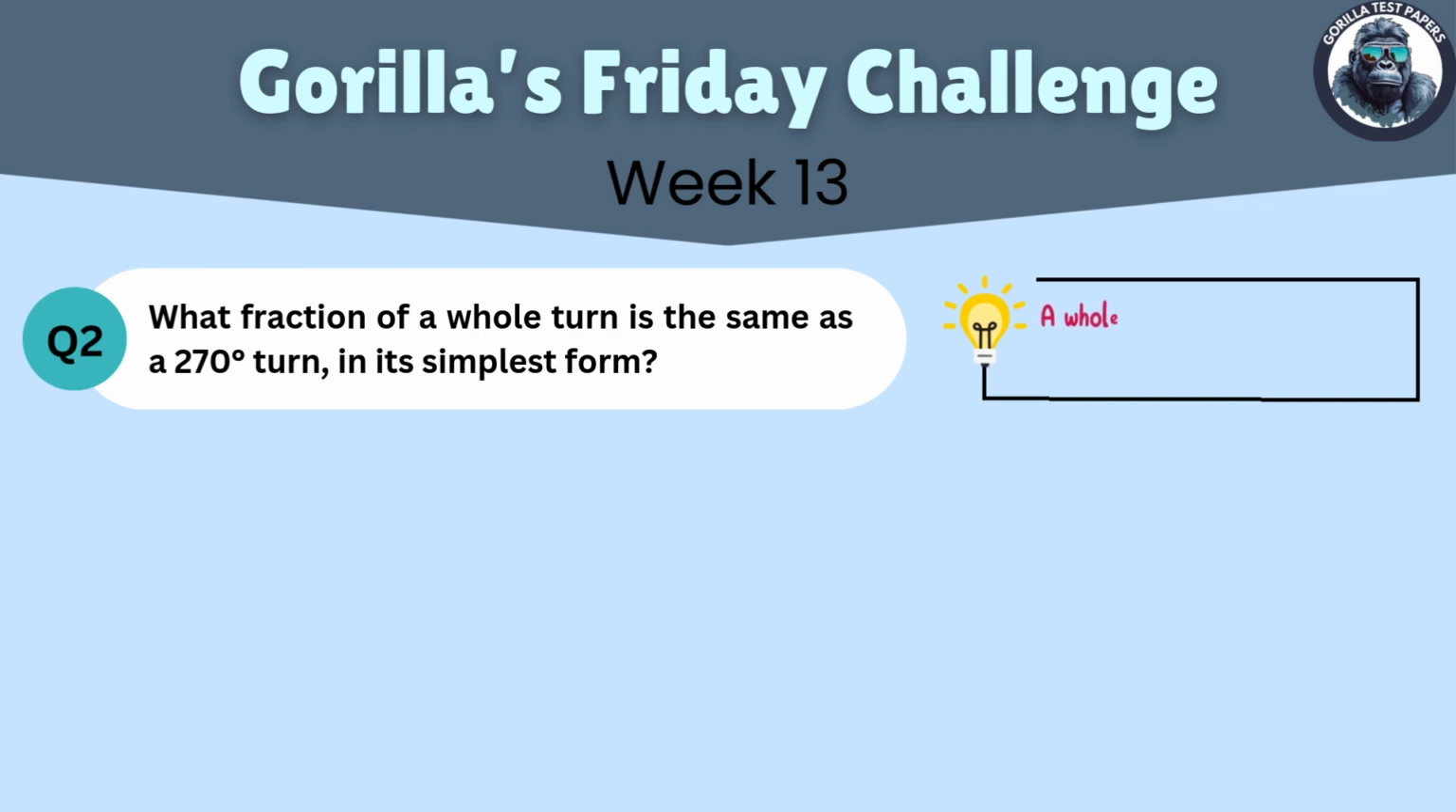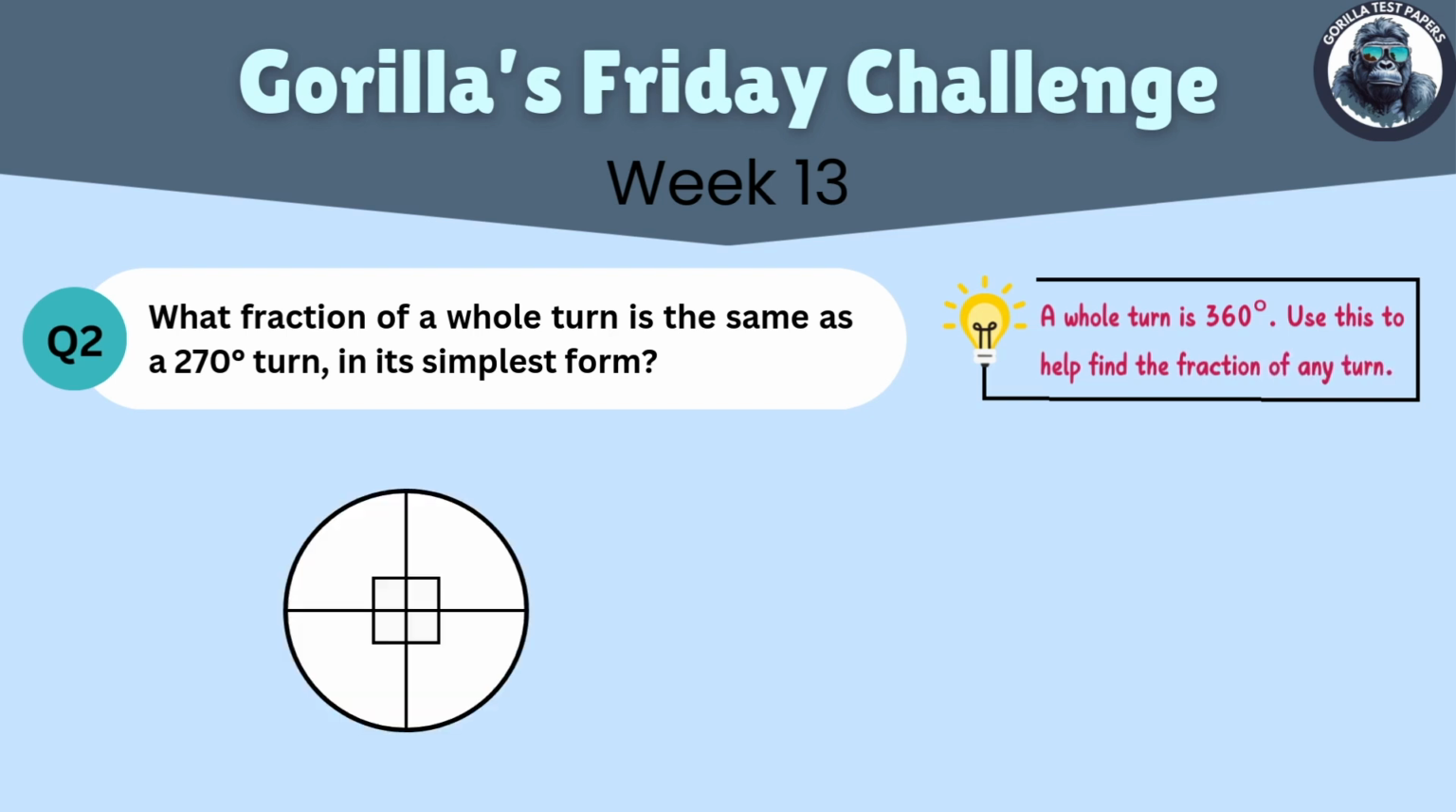The learning point for this question is that a whole turn is 360 degrees, and you can use this to help find the fraction of any turn. Now let's look at a few key angles on a circle. So 0 degrees is no turn, 90 degrees is a quarter turn, 180 degrees is a half turn, 270 degrees is a 3/4 turn, and 360 degrees is a whole turn.